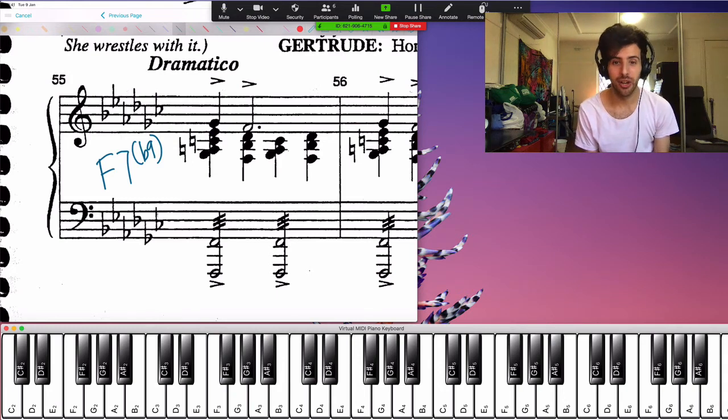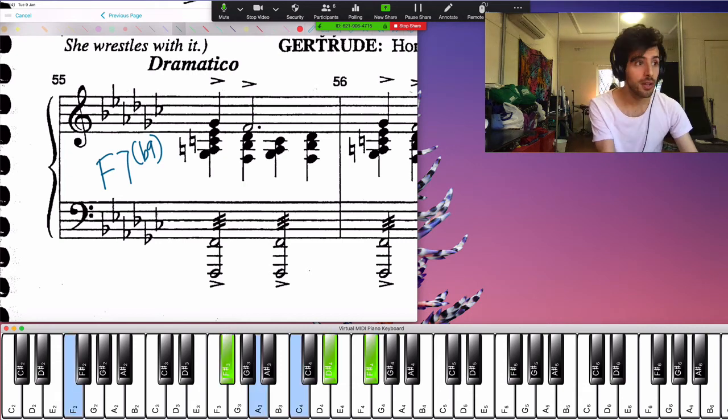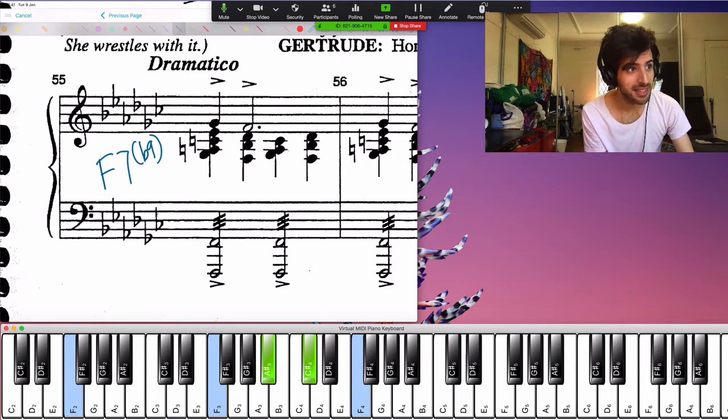Eventually. Or at least that's what we want to hear. So it's all about where do we want it to go. Funnily enough, it is the tonic.